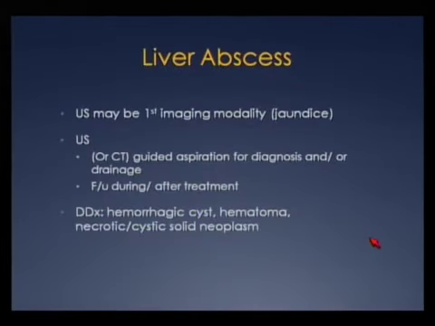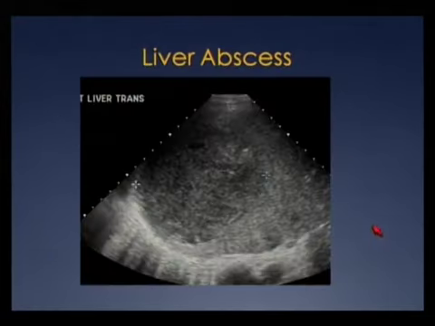of metastasis. Now, liver abscesses we don't see very often, but we may be the first individuals to see this because these patients may present with jaundice. So ultrasound may be the first modality to detect a liver abscess. Ultrasound can be used for aspiration to diagnose the organism or drainage, and for follow-up during and after treatment. Differentials include hemorrhagic cysts, hematomas, and necrotic and cystic neoplasms.